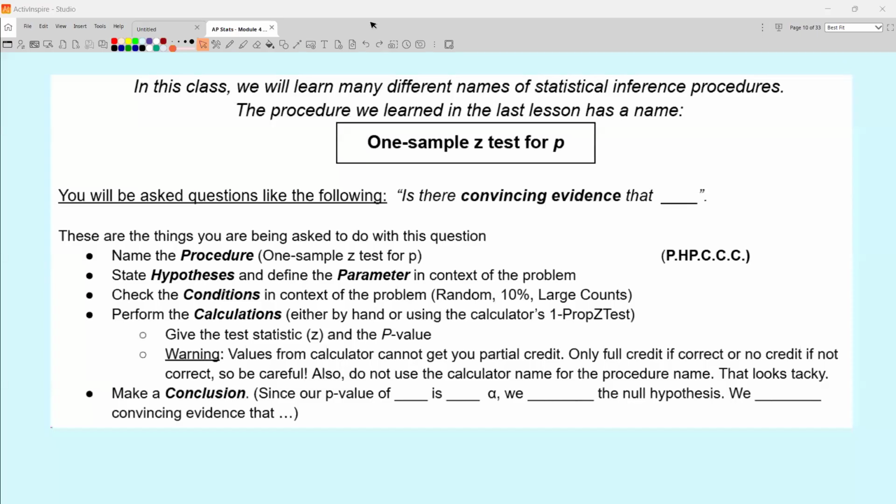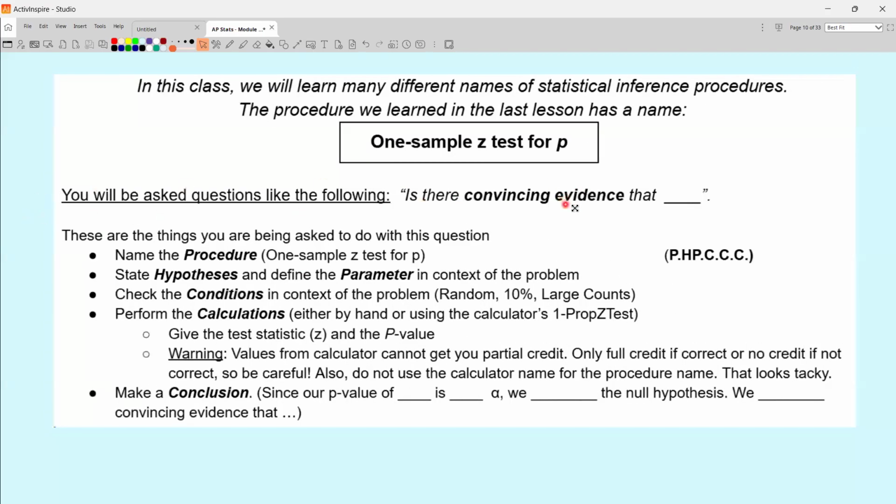Now that you've seen the link between those two types of tests and intervals, we'll more formally define what we have to do for a one sample Z test for P. So you're going to be asked questions like, is there convincing evidence? And when you see that type of question, that lets you know that we're going to have to run a test. Because we're dealing with proportions and doing one sample, we're going to name this test the one sample Z test for P. Your calculator will call it a one prop Z test.